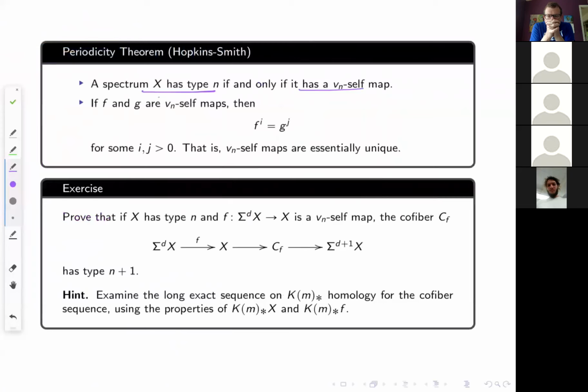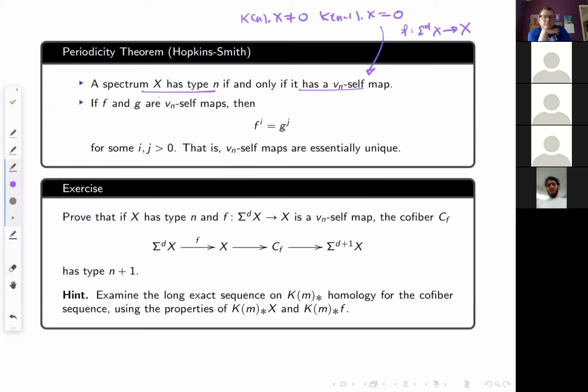So you compute K(n) star of X, and then maybe you notice that K(n) star of X is not 0, but K(n-1) star of X is 0. And the periodicity theorem gives you something extremely strong. It says that in this case, that's all you needed to know: you have a self-map, a map here that on K(n) star homology is very predictable. And in any other case, you don't have such a thing.